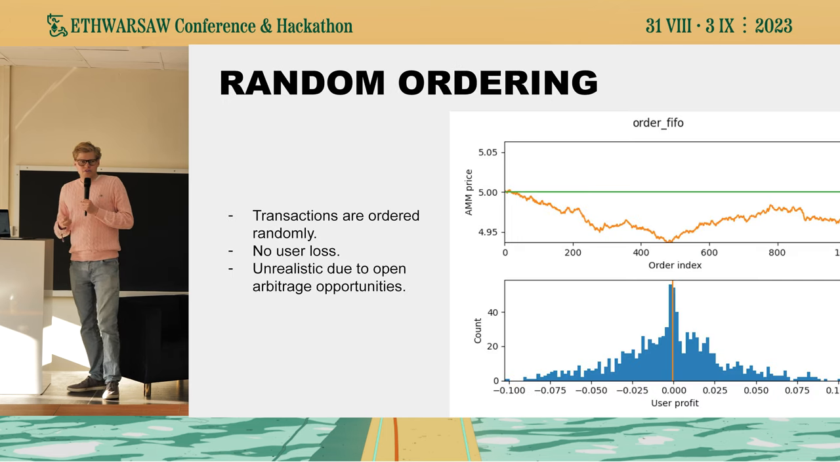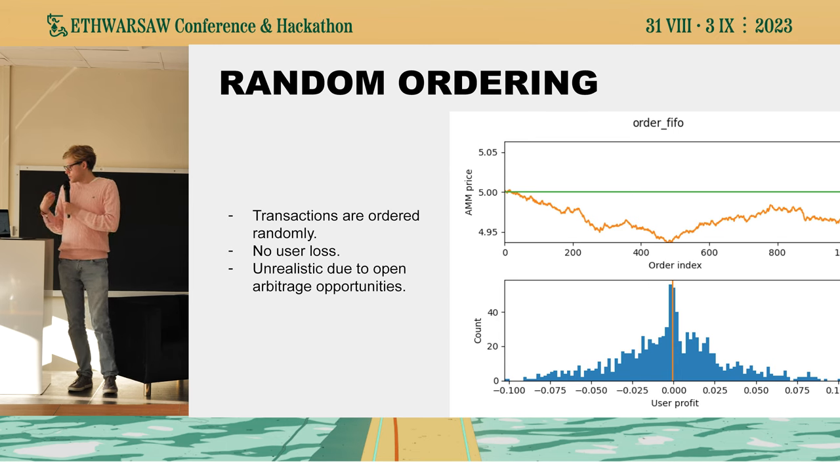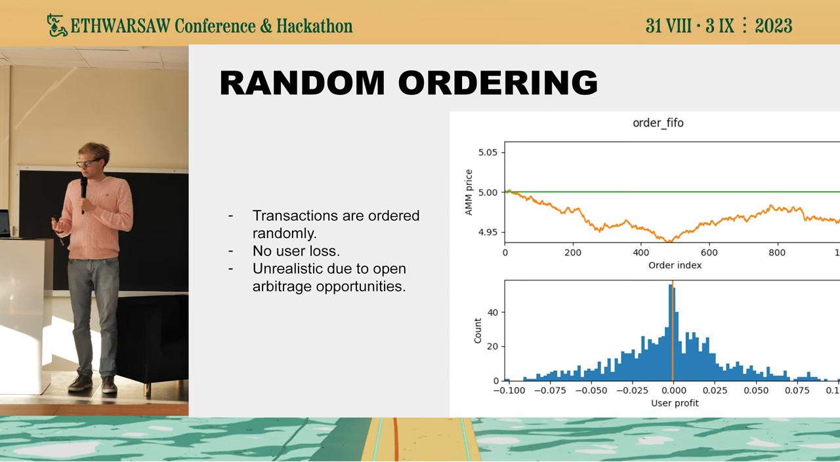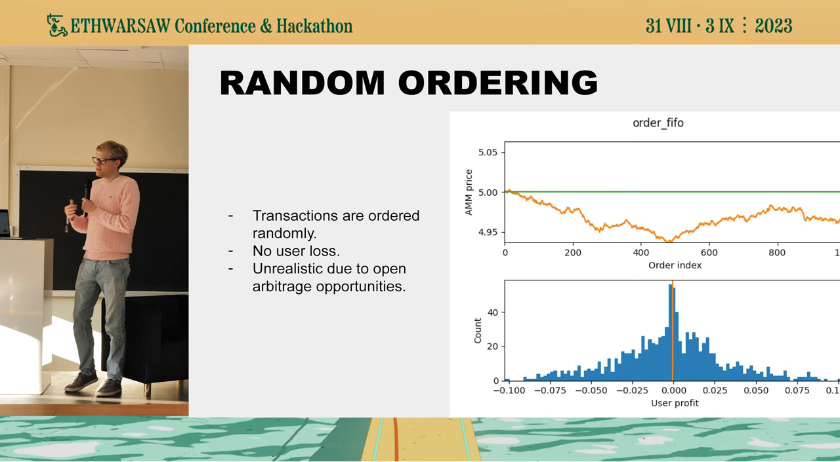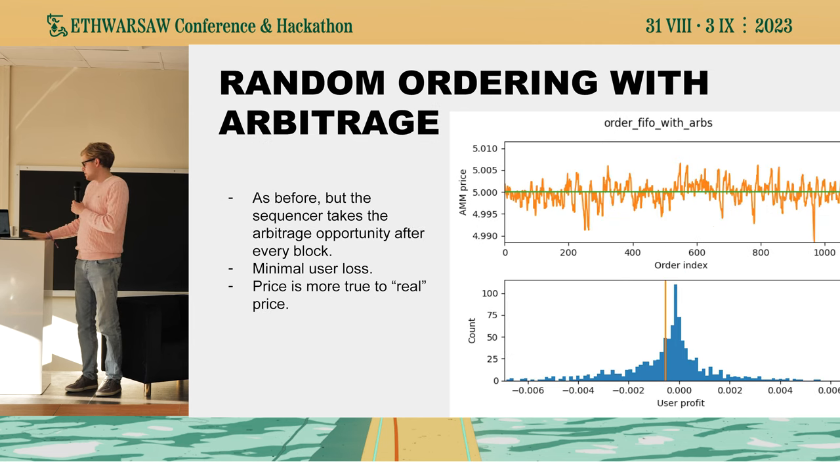The first transaction ordering strategy would be a fully random ordering, which is unrealistic because people do see these arbitrage opportunities and they will try to exploit them. But in this case, there would be zero user loss, which would be nice. However, the price would maybe not be true to the market price because this would be very random, and again, not really realistic because we have people looking for arbitrage opportunities.